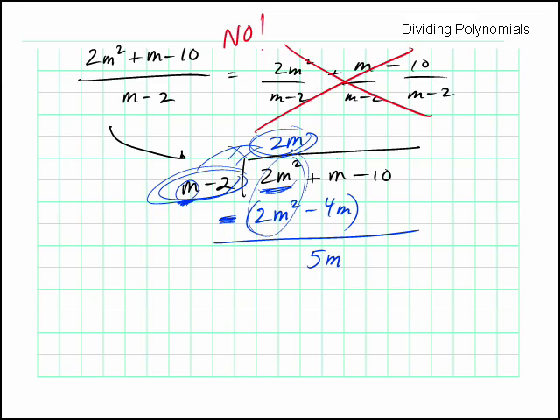Okay, now that you've subtracted, you bring down the next term. So I'm going to take that 10 there and bring that down like that. And now I repeat the process over again. Let's use red for this now.